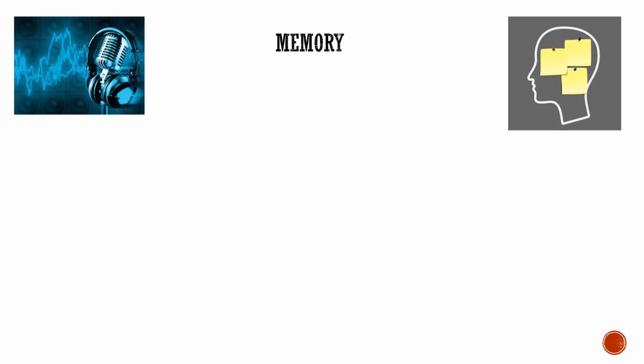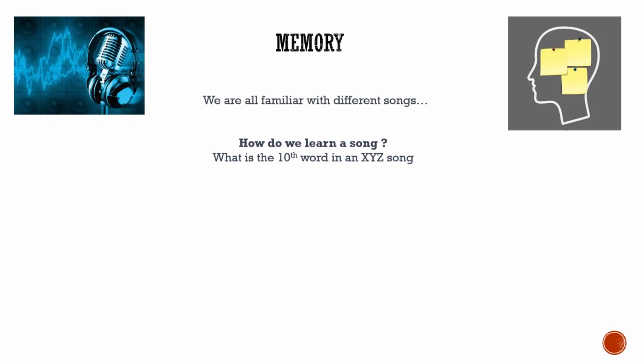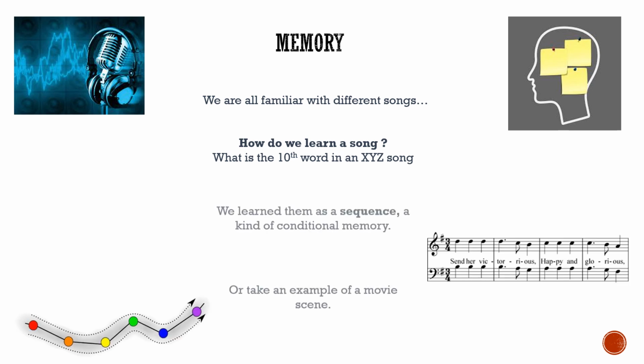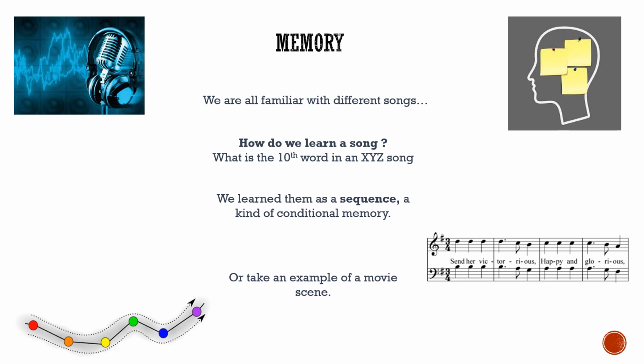How does the human memory work? How do we memorize things? We are all familiar with different songs, but how do we learn a song? Is it in a way like, what is the 10th word of an XYZ song? How do we memorize a song? We learn them in a sequence. It can also be said to be a conditional memory. You can understand this also by a movie scene. How do you remember the movie scenes?